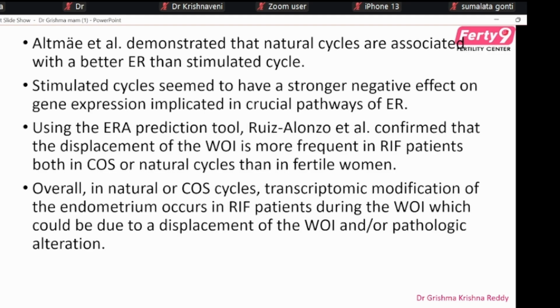So using the ERA prediction tool, displacement of the window of implantation is more frequent in RIF patients, both in stimulated or natural cycles, than in fertile women. Overall, in natural or stimulated cycles, transcriptomic modification of the endometrium occurs in RIF patients during the window of implantation, which could be due to displacement of the window of implantation.